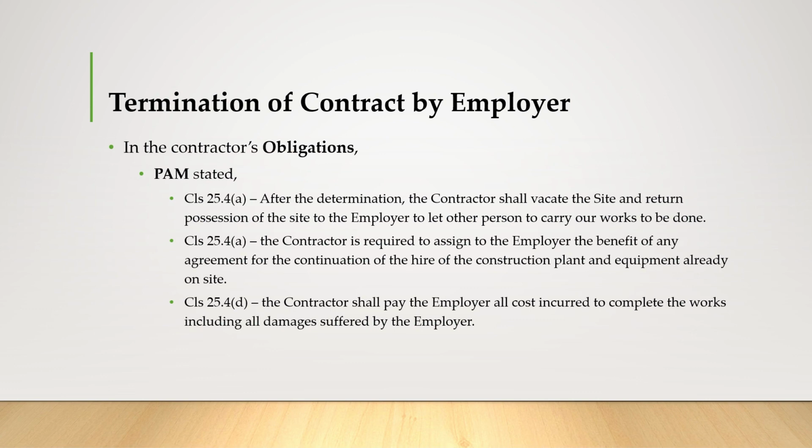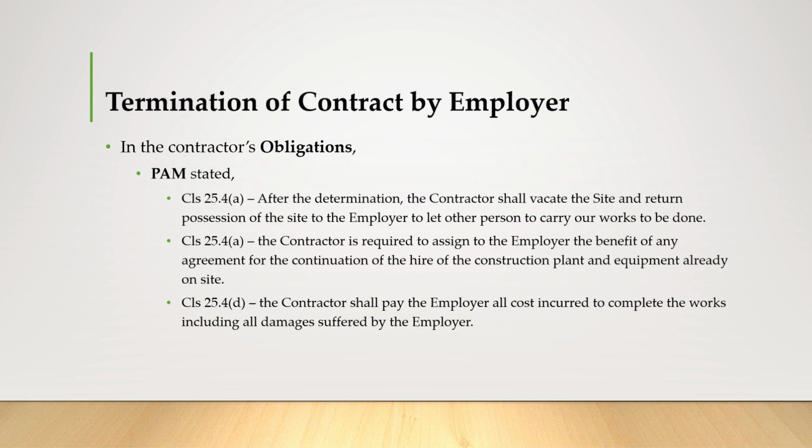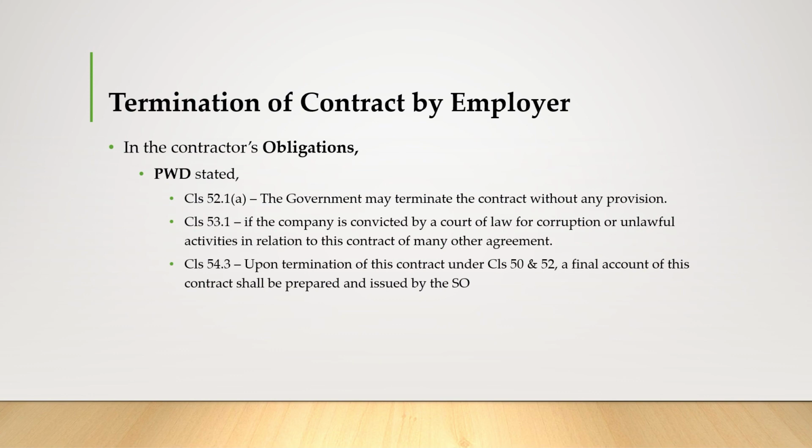And the contractor shall pay the employer all costs incurred to complete the works, including all damage suffered by the employer. The contractor's obligation in PWD is stated in clause 52.1a. The government may terminate the contract without any provision. And clause 53.1, if the company is convicted by a court of law for corruption or unlawful activities in relation to this contract or any other agreement.